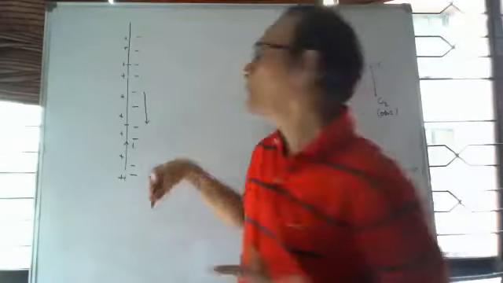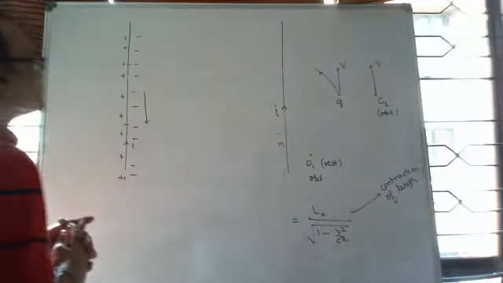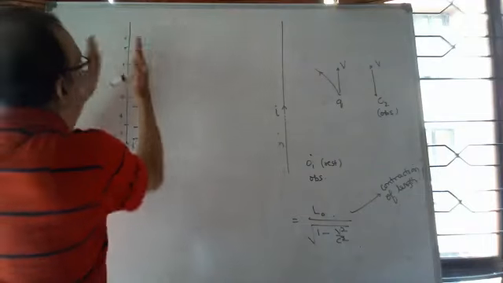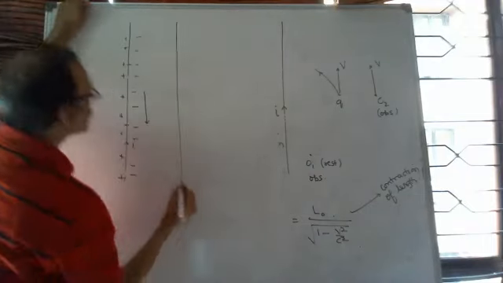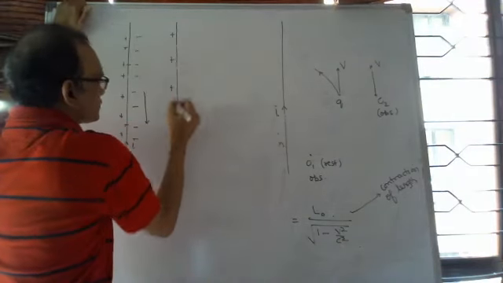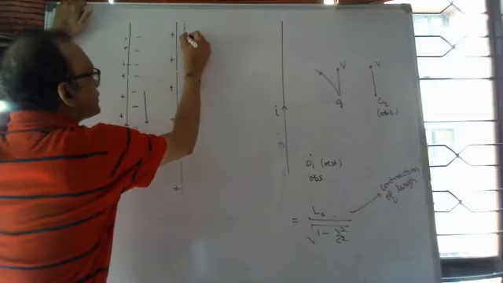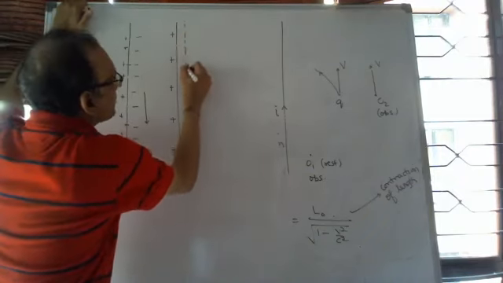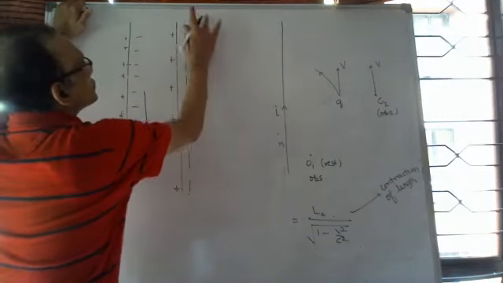Now, imagine this to be two wires. One with fixed positive charges, and one with negative charges, which are flowing. We are drawing them separately for the sake of representation.